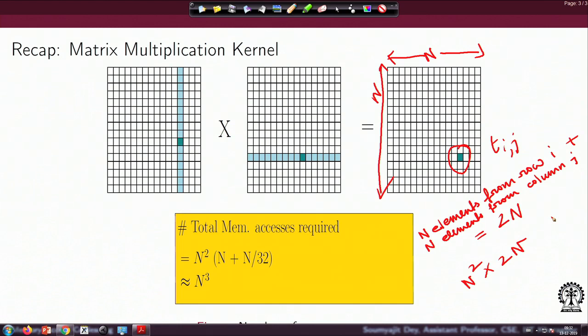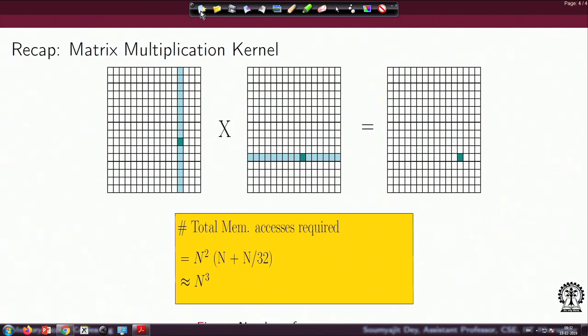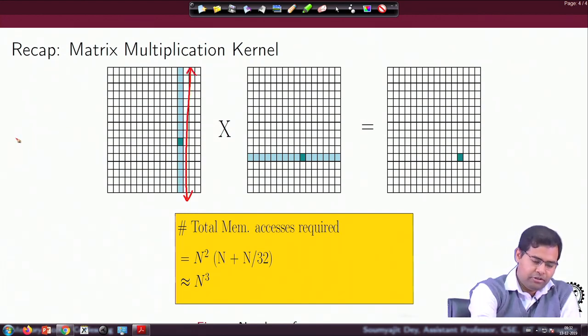However, the number of elements accessed is not equal to the total number of global memory transactions that would be going on, right? Just recall our knowledge of memory access coalescing. So whenever I am doing access of this column, the number of global memory accesses, I am considering that n is very large.